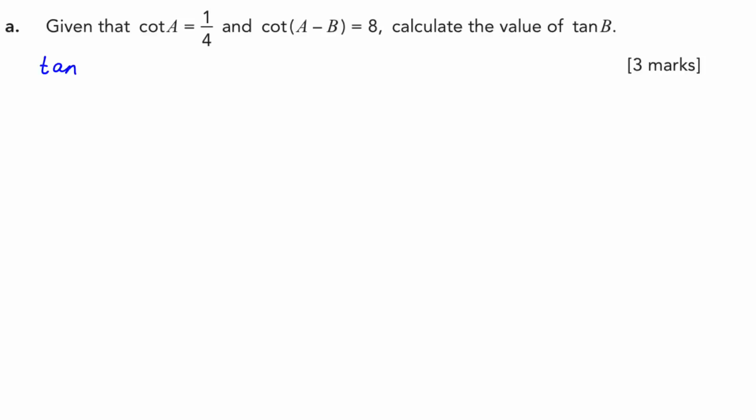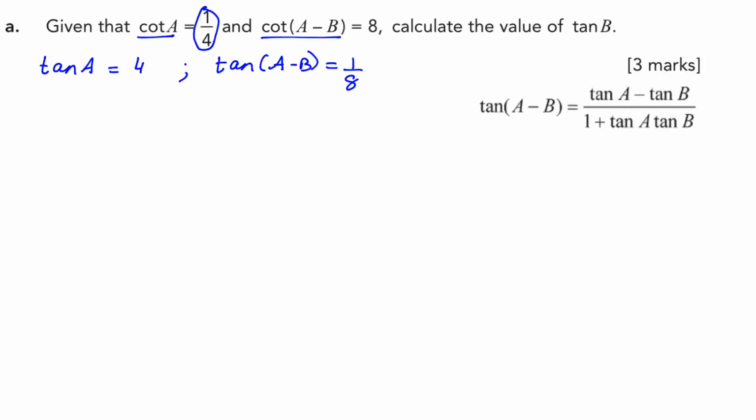So the first thing we will do is convert it into tan. We'll write tan A. Instead of writing 1 over tan A, we flip the numbers, so it is equal to 1 over 4, it will become 4 over 1. But we don't need to write the 1. And then cot (A minus B) will turn into tan (A minus B) is equal to 1 over 8. Now we have to use the formula from the formula sheet and solve this equation.